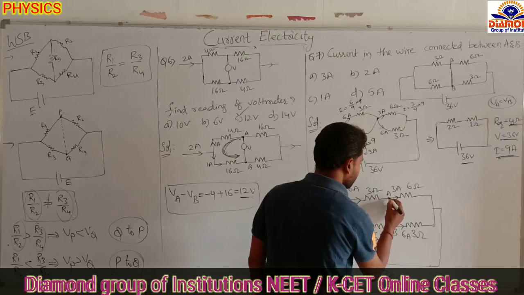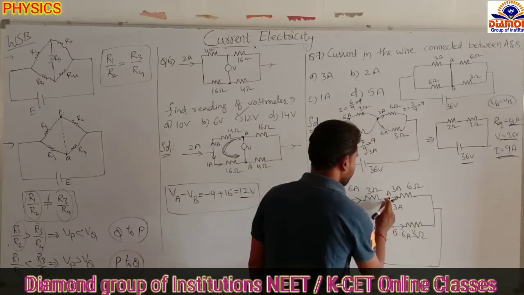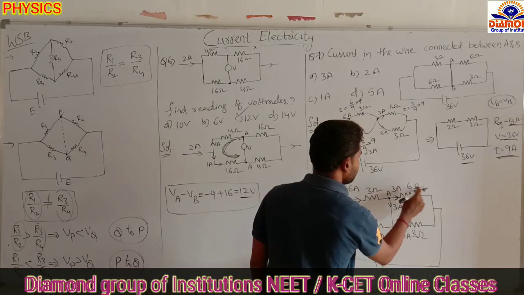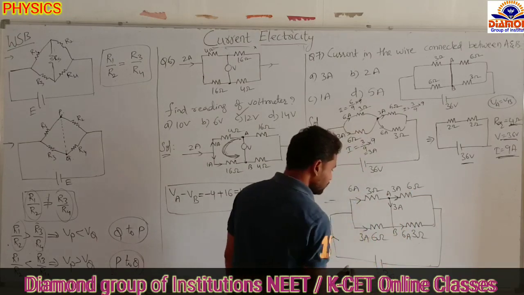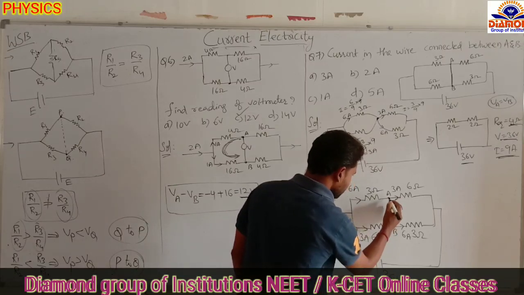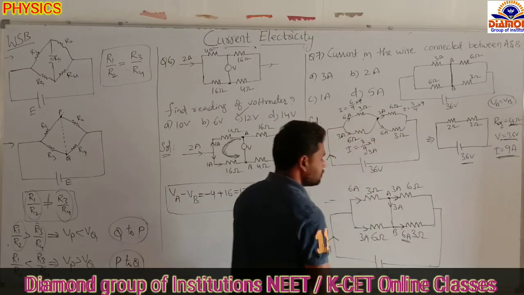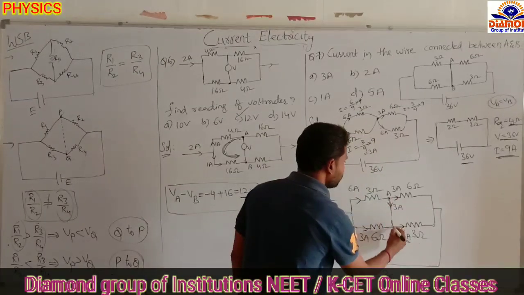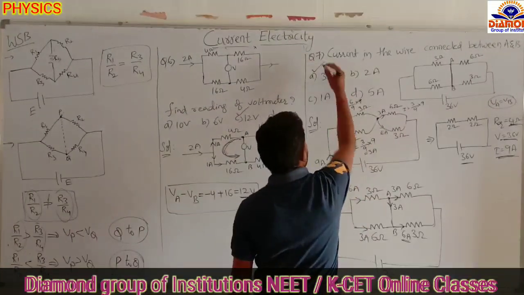At this point we have to apply KCL. Entering current equals leaving current. 6 amperes entering, but here we are getting only 3 amperes. Through this one how much is going? 3 amperes. So from here 3 amperes coming, here 3 amperes coming, and here we are getting the 6 amperes, right? Okay, so the current flowing through the AB wire equals how much? 3 amperes. Like this you have to do the problem, 3 amperes.